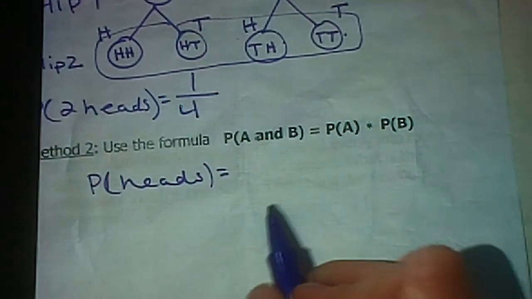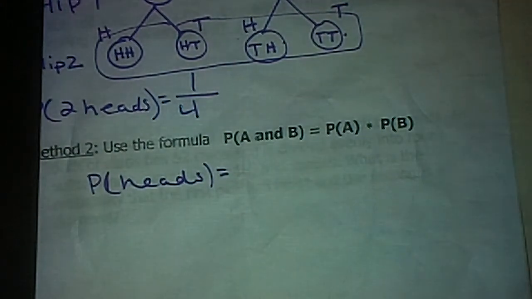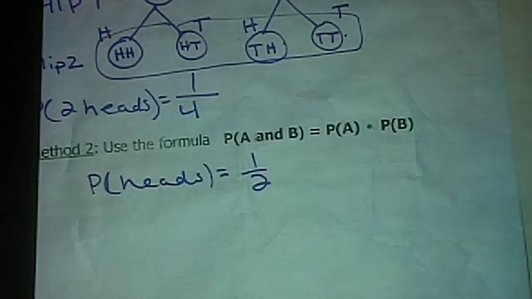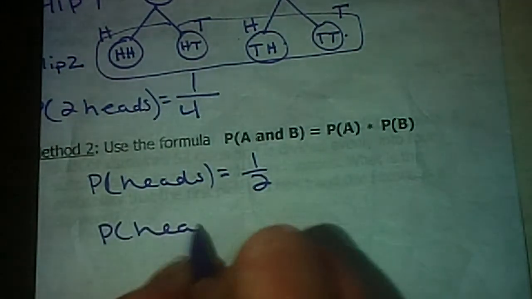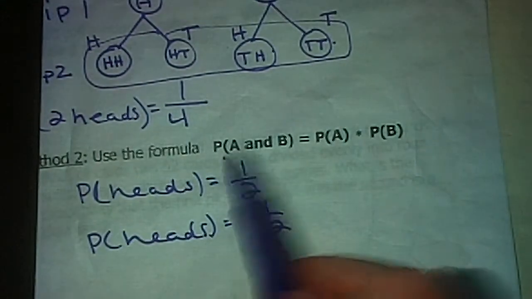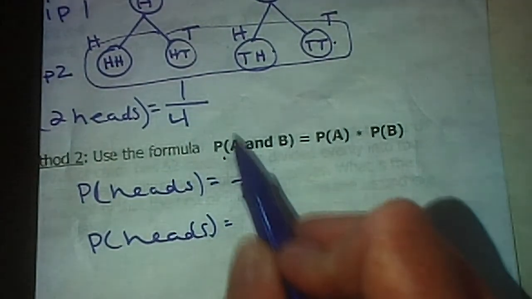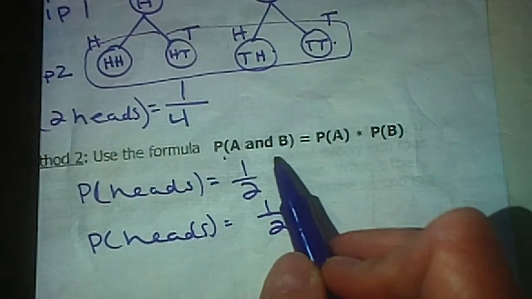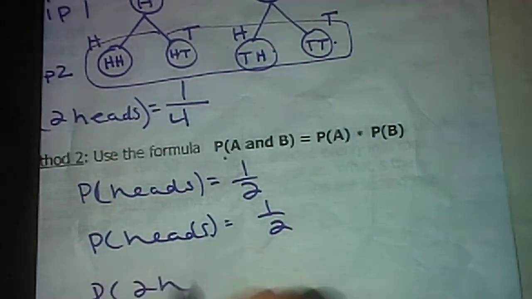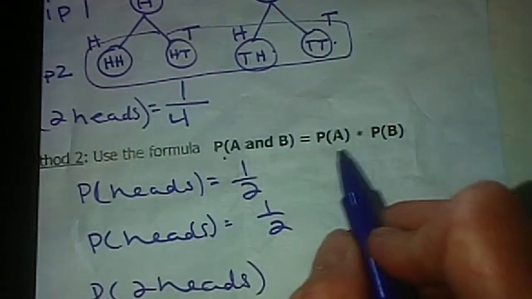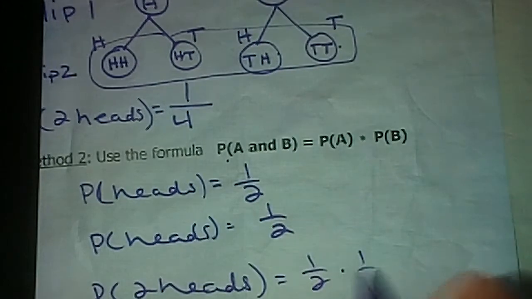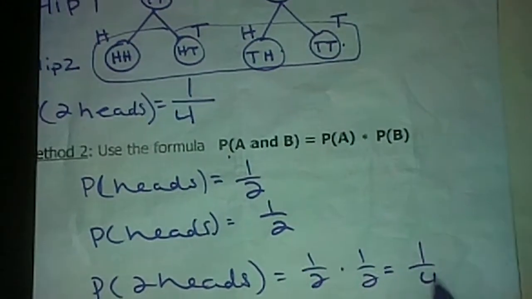is equal to, think about this, when you flip the coin, it's either going to be heads or tails, right? So that means you have a 1 out of 2 chance. The probability of heads again is still 1 out of 2. So when I say probability of A and B, the A is the probability of heads and so is the B, because you want to get heads, then heads. Okay, so the probability of 2 heads is equal to the probability of A times the probability of B, which means 1/2 times 1/2, which is, yes, 1/4.